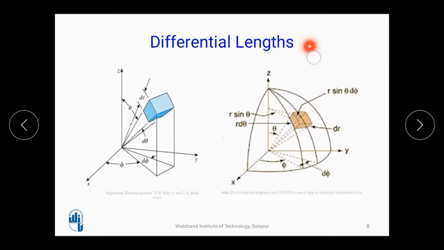The differential lengths, differential means a small variation. So the differential lengths expected are dr, d theta and d phi. But these are not all lengths. D theta, d phi are not lengths, these are angles. So how to find these differential lengths? For that, I'll show you in this diagram. So this angle is phi, this is also phi. So how to find this length? Also, this is theta, this small change is d theta. So how to find this?